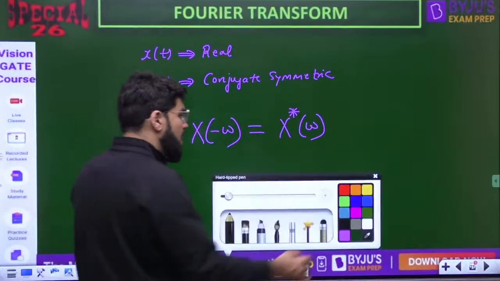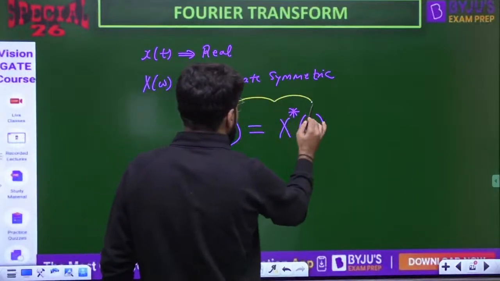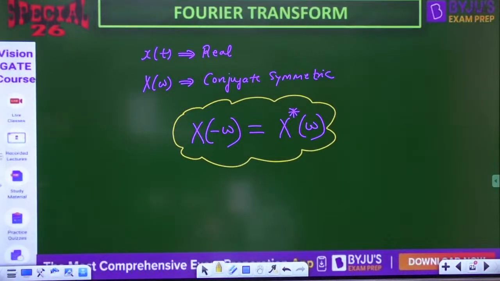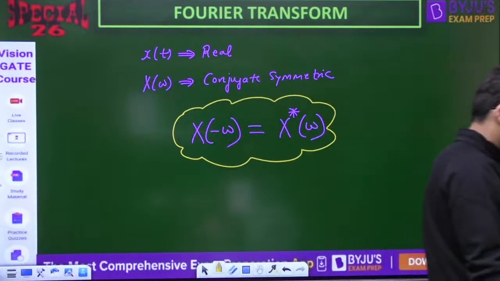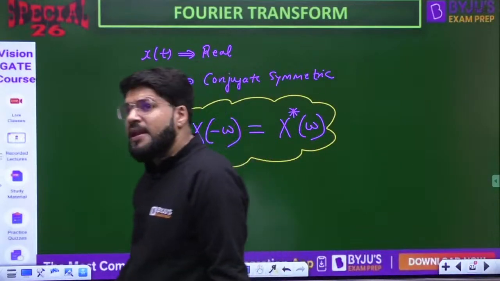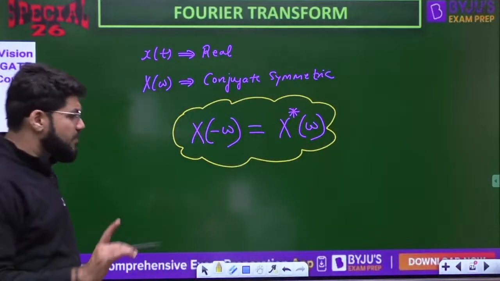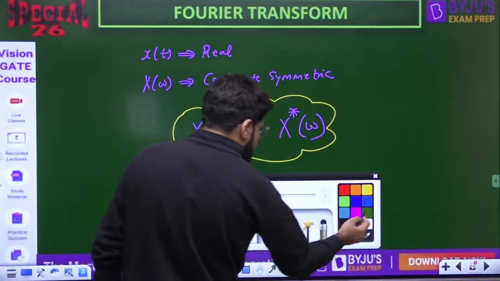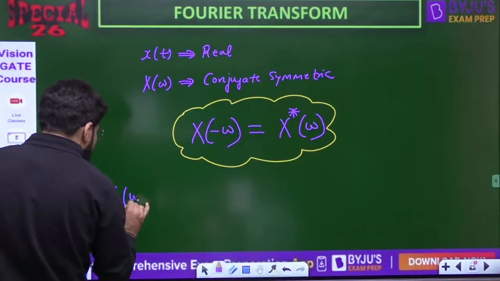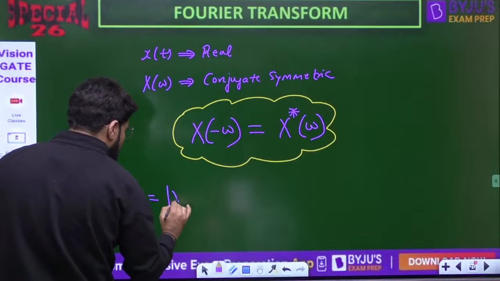So x minus omega is x conjugate omega. X minus omega is given by the x conjugate omega. Correct? That is what conjugate symmetry is. Now, if x omega is conjugate symmetric, two more points you must remember here. Let x omega be written in the Euler form.